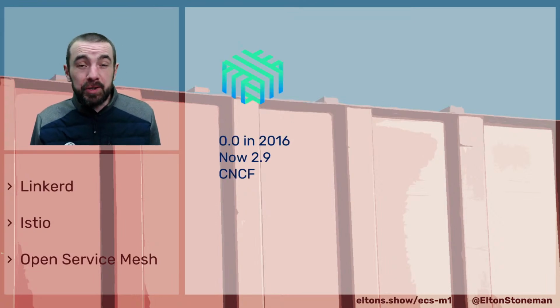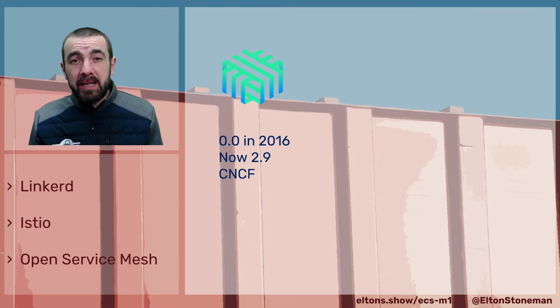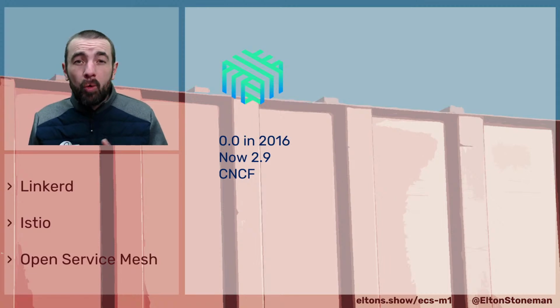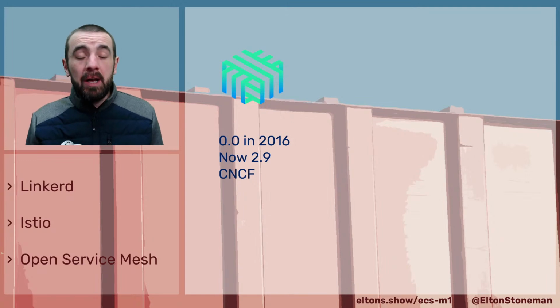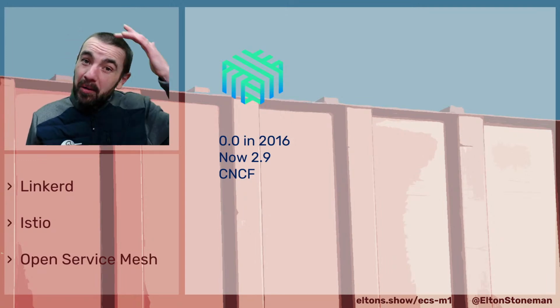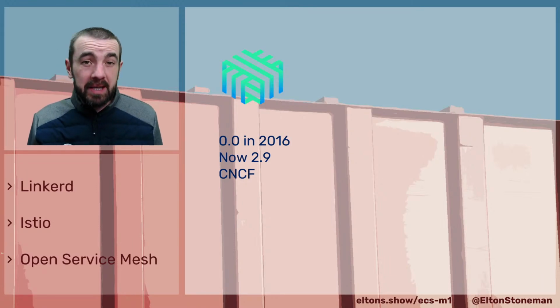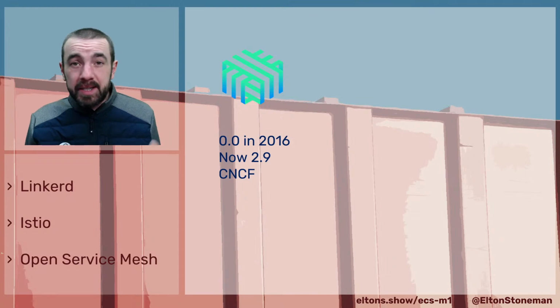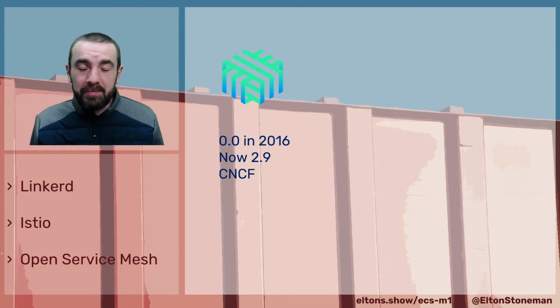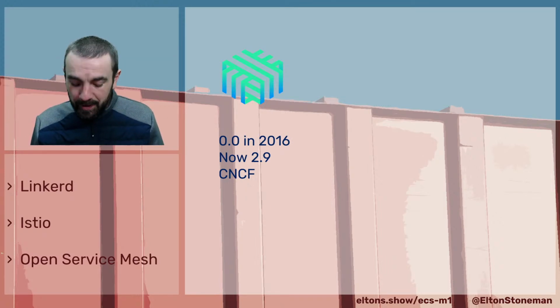So Linkerd was the first. It started off as being effectively more to do with service discovery, and it was first launched in 2016, which is a long time ago in the container world. It's now at version 2.9. It's a CNCF project, so it has all the benefits of being a CNCF project, like Kubernetes and Prometheus. It has a recognized steering group and all that sort of stuff, and everything is public, and you can get involved with it.